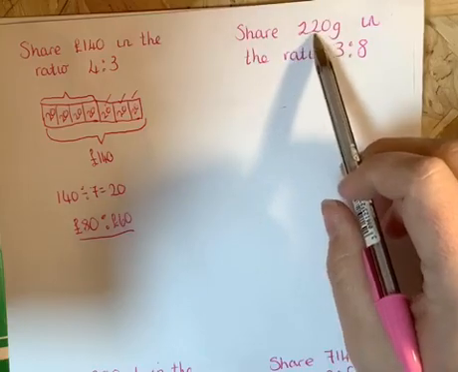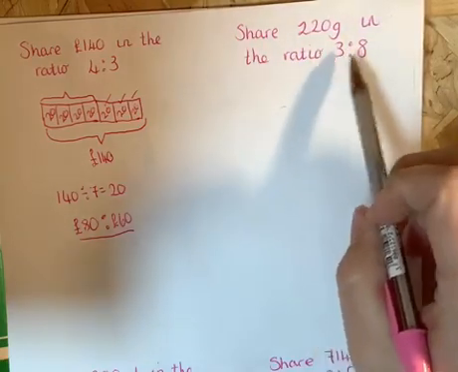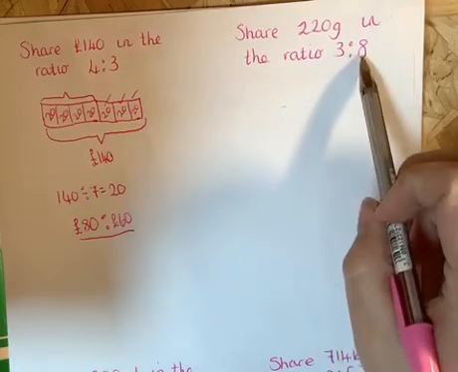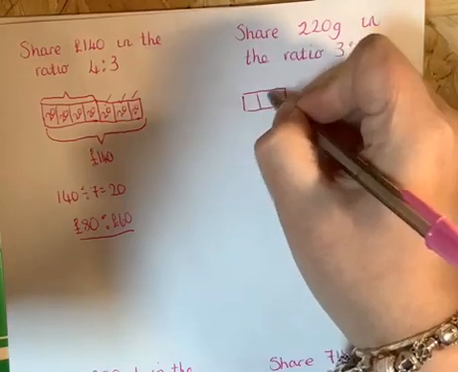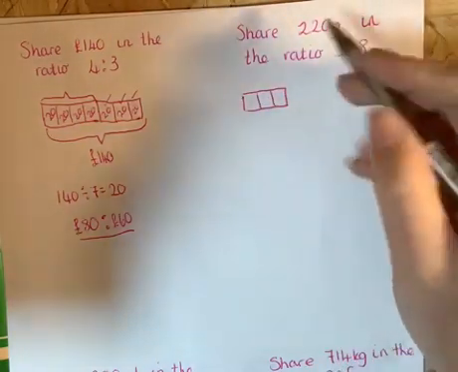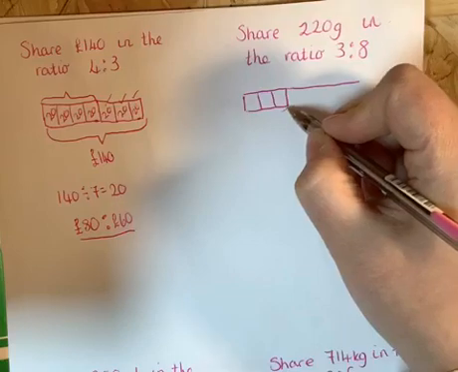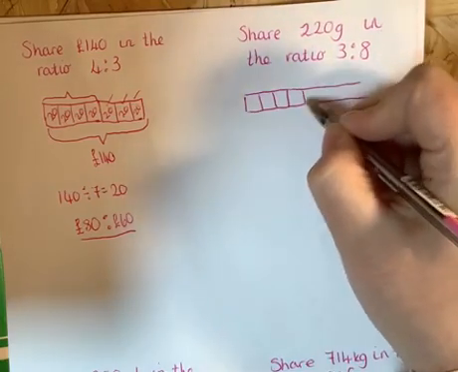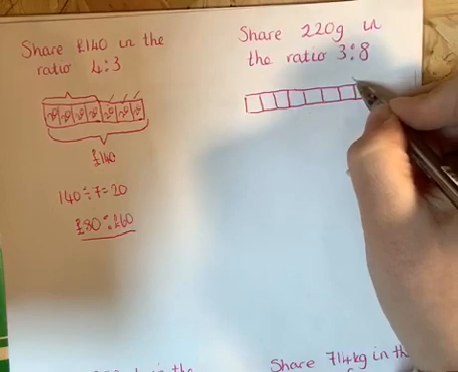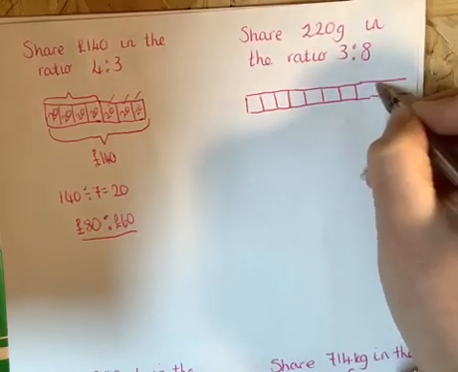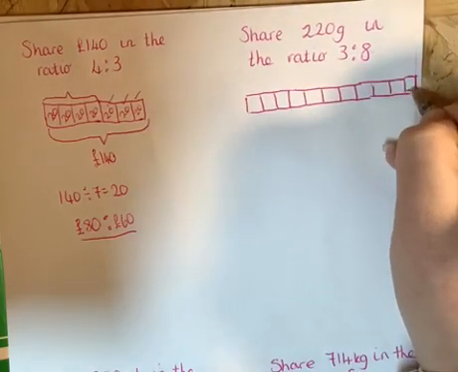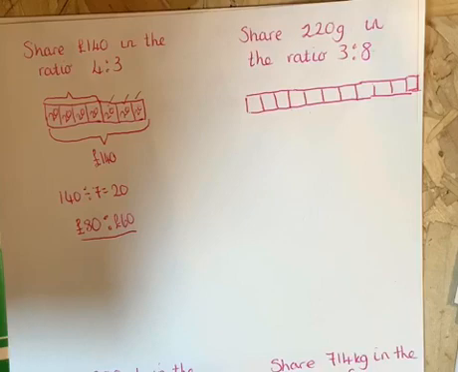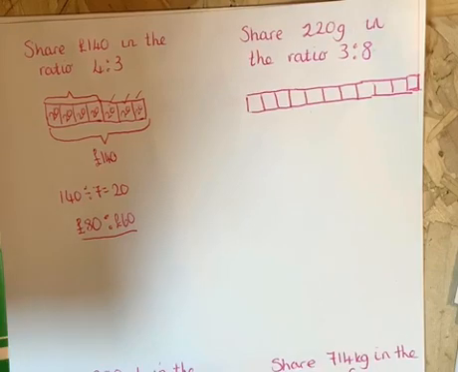So we've got share 220 grams into the ratio 3 to 8. So for every 3 grams one gets, another person gets 8. So the first part has got 3 boxes. So there's 3 parts to that ratio. That second part has got 8 boxes. So we've got 1, 2, 3, 4, 5, 6, 7, 8, and mine's just going off the page, so you need to make sure you plan your space a little bit better than I have. It's much easier with squared paper, but I haven't got any at home, unfortunately.